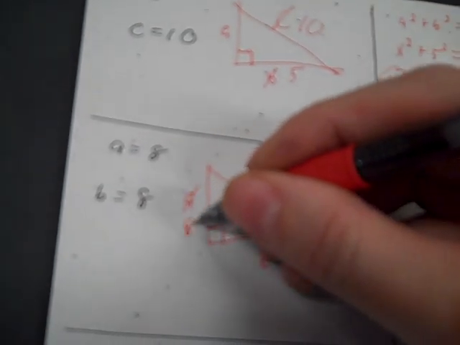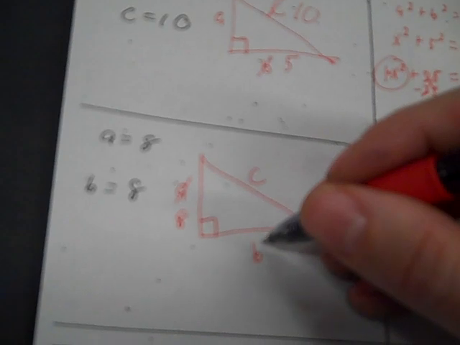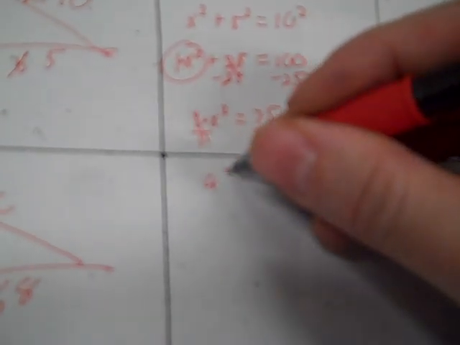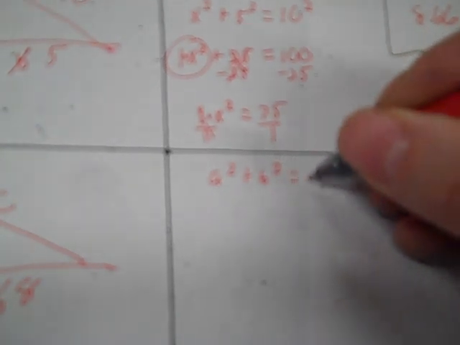So A, B, and C. A is 8, B is 8, and C we don't know. So A to the second plus B to the second equals C to the second. Okay, so A, I have 8. B, I have 8. And C, I don't know, so it's x to the second.